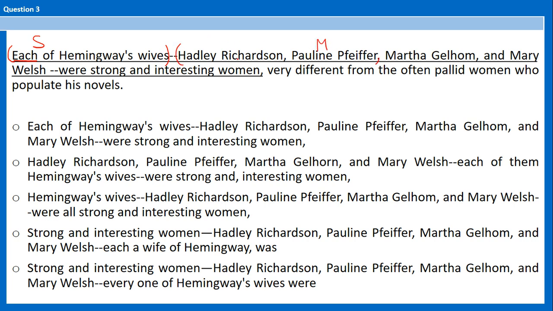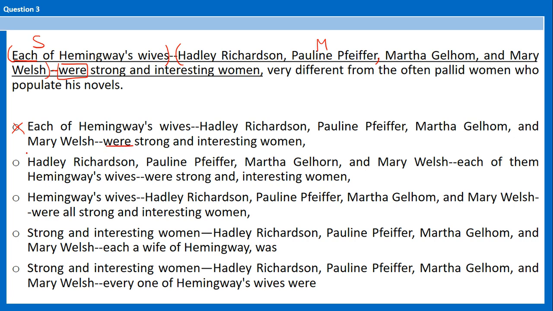Okay, you have Hallie Richardson, Pauline Pfeiffer, Martha Gellhorn, and Mary Welsh. Okay, get rid of that modifier. And then you have the verb were. So they were strong and interesting women. That's wrong because each is singular and were is plural.